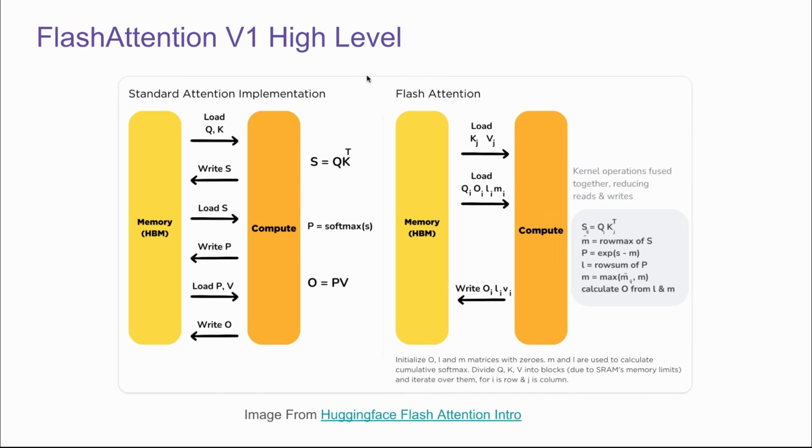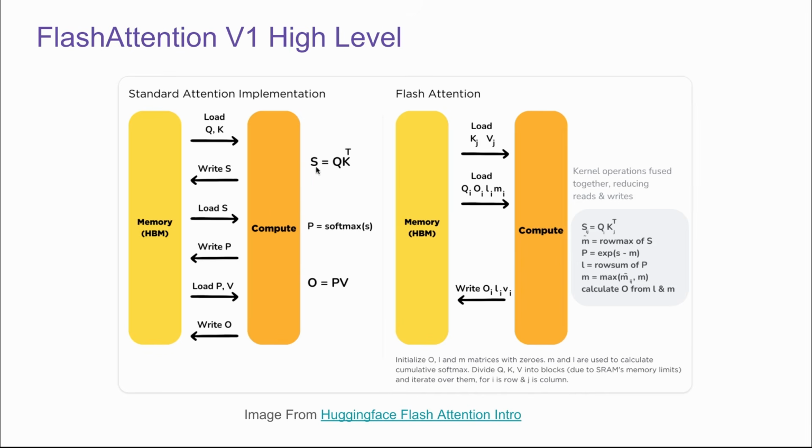This is a high-level comparison I got from the Hugging Face FlashAttention intro. It compares the standard attention implementation with FlashAttention's implementation in a pretty intuitive way. For the standard attention implementation, we have to load and write multiple times between HBM and SRAM, and this is very costly from an I/O perspective.